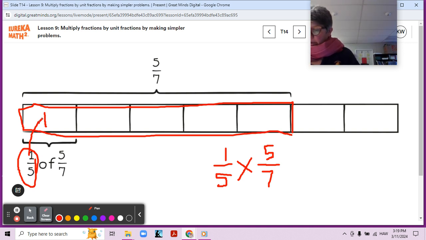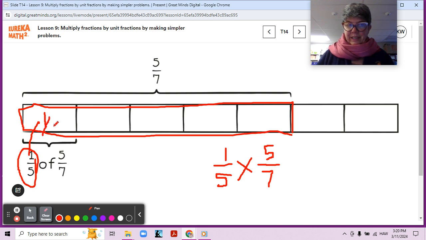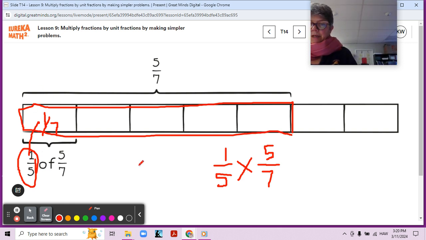So 1/5 of 5 is 1. So 1/5 of 5/7 is 1/7. Yeah, do you see that? So if I have 5/7 and I want 1/5 of them, it's going to be 1/7, right? Kind of think about that for a minute. If it's challenging, that's okay, but remember how we're trying to grow our brains, right?